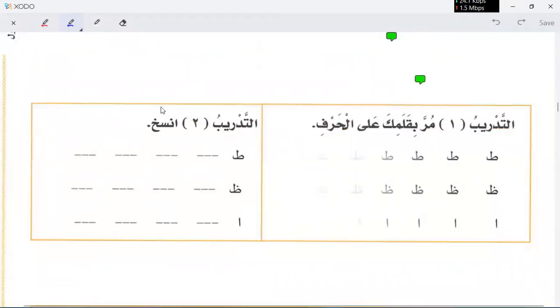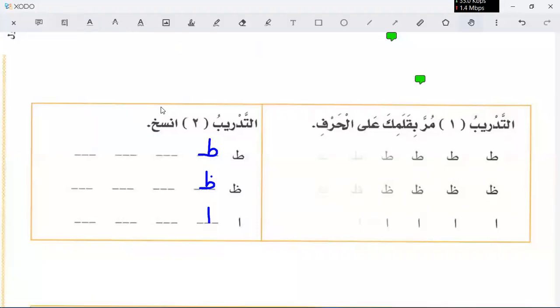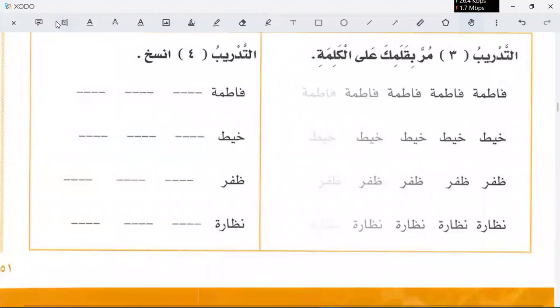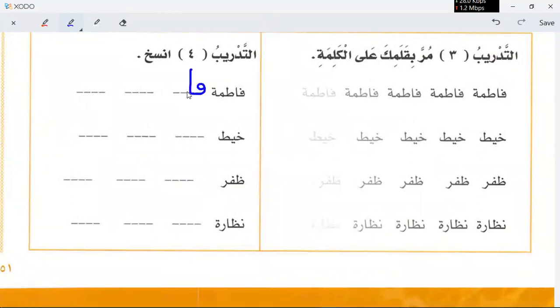So here you will just pass your pen on these, or you write like this. It must touch the line. It must not go below the line. Again, you would pass your pen on these to improve your writing. Then you will write them here. So Fatima, all these will touch the line, but they will not go below the line, okay. Khait also, they will touch the line, but they will not go below the line.